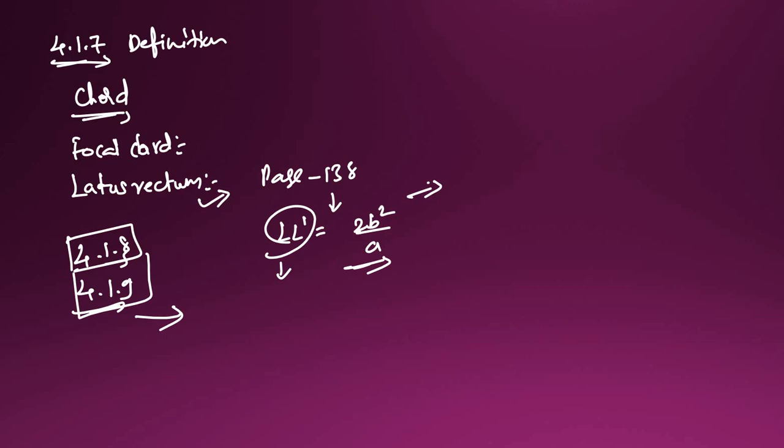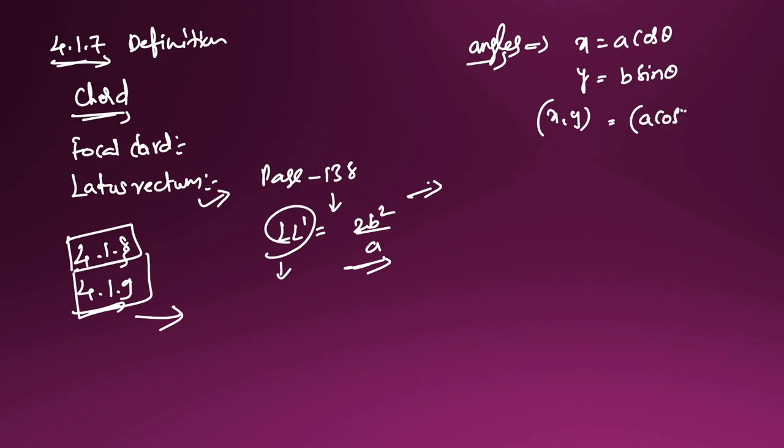We will conclude here, but there is one more thing I want to tell you. Whenever a question is asked in terms of angles, x is equal to a cos theta and y is equal to b sin theta. So the point x comma y can be written as a cos theta comma b sin theta. This is the angle form. Whenever you are asked to find in terms of angles, we have to use this.